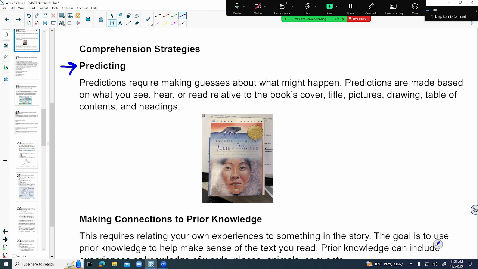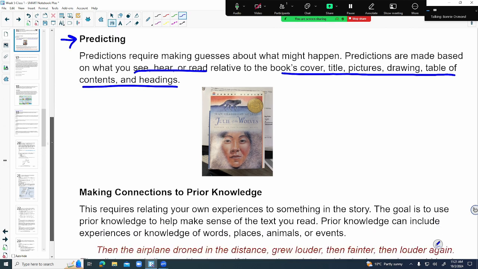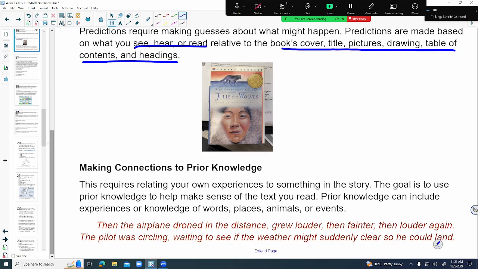Predictions are made based on what you see, hear, or read relative to the book's cover, title, pictures, drawings, table of contents, and headings. So if I'm picking out a book to read, I will look at the cover.